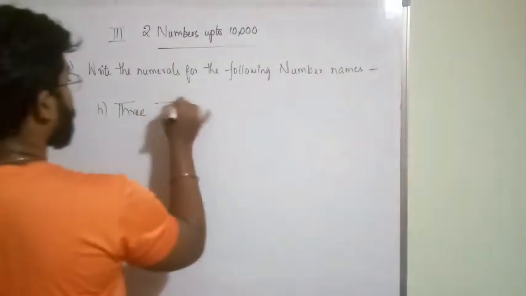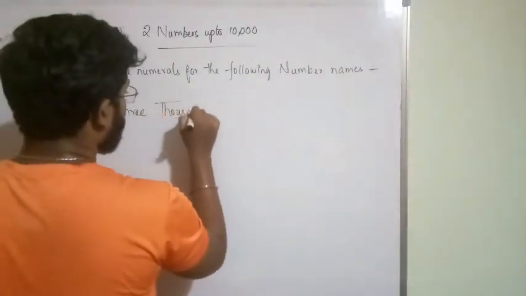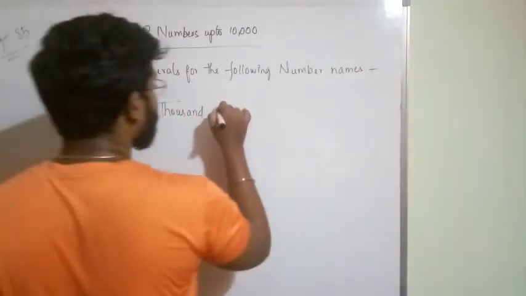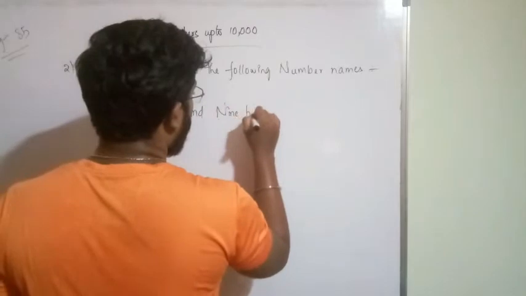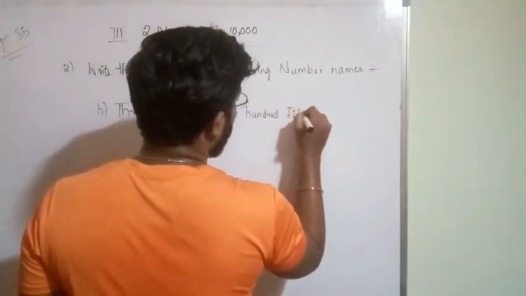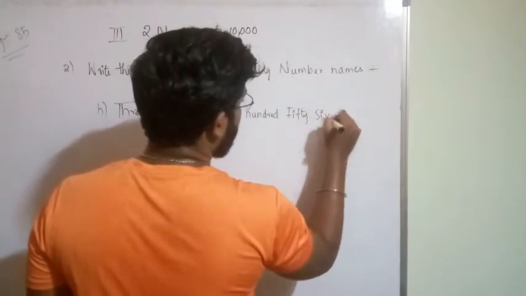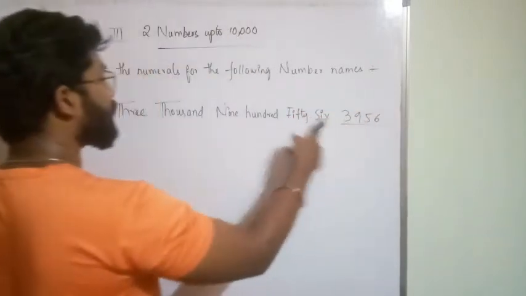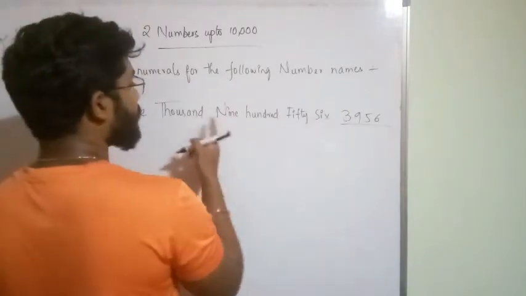3956 means 3 is in the thousands place, 9 is in the hundreds place, 5 is in the tens place, 6 is in the ones place. So with this we have completed your exercise 2.1, first bit and second bit. Okay, so you have to be perfect. Once again you have to go through this first bit and second bit.